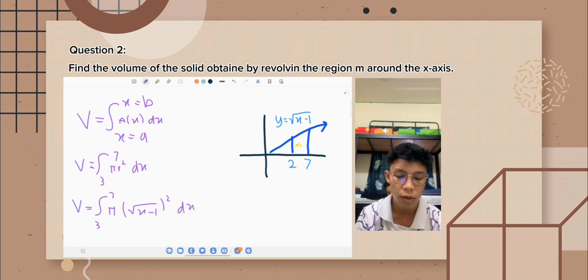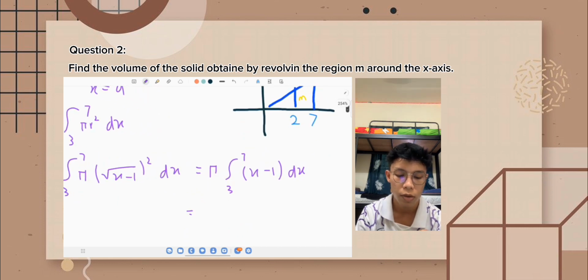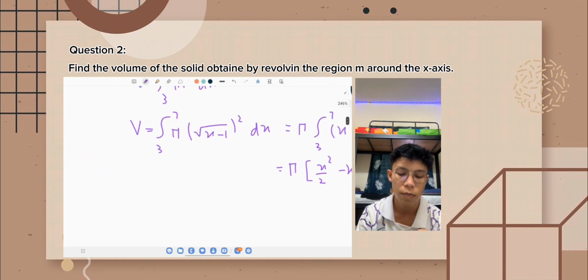Therefore that's our radius. So it becomes the integral from 3 to 7 of pi times r squared, where r is the square root of x minus 1, dx, and we just square it because the radius is squared. So the pi can come out of the integral from 3 to 7 of x minus 1. When we take something under the square root and square it, the square root just disappears, leaving x minus 1.